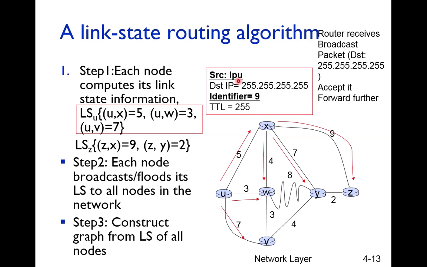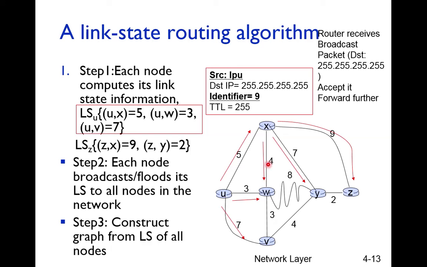Through the source IP address and the identifier, W can understand that this message received from X is a duplicate, because it was already received from U. So a duplicate message is identified from the source IP and identifier. These two values uniquely identify whether a message is a duplicate or not. If a node receives two messages with the same source IP address and the same identifier, then it is a duplicate message. Duplicate messages are neither accepted nor forwarded.